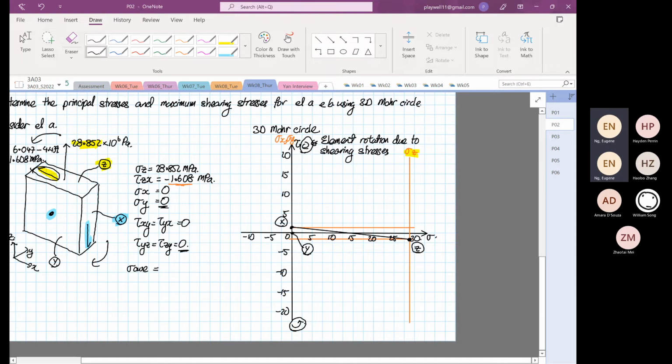Right. So stress average is equal to stress X plus stress Z divided by 2, average, right? So this will be equal to 28.852 divided by 2. And so 28.852 divided by 2 is 14.426. Okay. So this is our stress average.